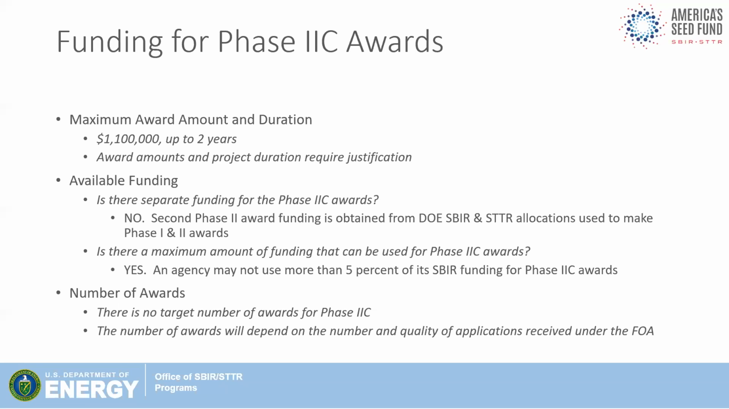There is actually a restriction on the amount of funding we can use for phase 2C awards. We can only spend 5% of our SBIR funding for phase 2C awards. We haven't run into that restriction, but I want you to be aware that this is one of the things that is capped. Again, no target number of phase 2C awards; it all depends on quality of the applications. Historically, I believe we have funded somewhere between 40 to 50% of the phase 2C awards, even though last year was 0 for 1.